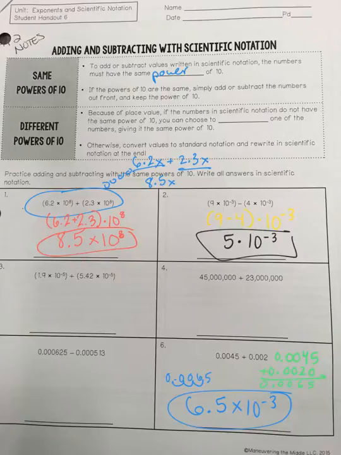If you've got different powers of 10, go ahead and look over here. If you've got different powers of 10, because of the place value, if the numbers in scientific notation do not have the same power of 10, you can choose to convert one of the numbers, giving it the same power of 10. Otherwise, you can actually write it in standard form, solve it out, and rewrite it in scientific notation, kind of what we did here in problem number 6.